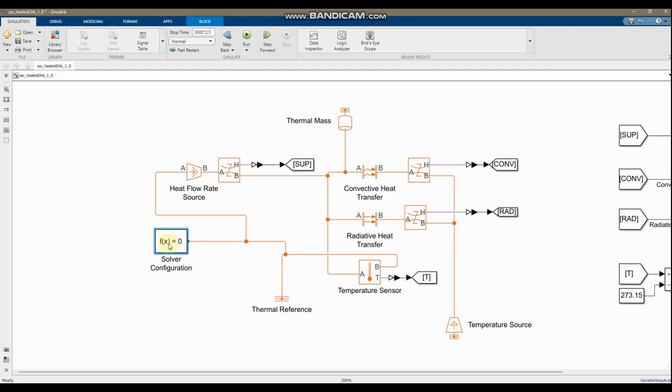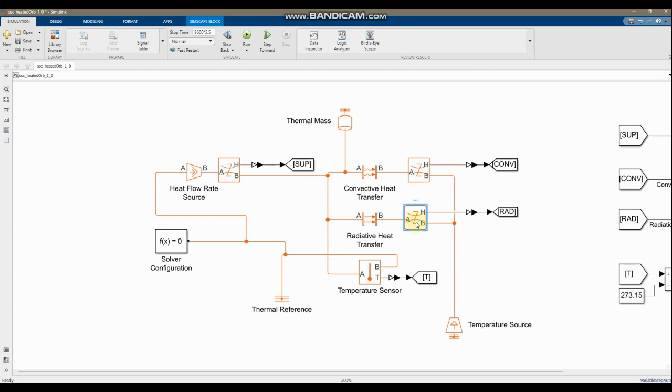thermal systems model diagram. We have the composite block solver configuration. I really didn't change anything over here. I just left it at the default solver of variable step auto, and it will figure out what's best based on what we have specified over here at the time of compilation.